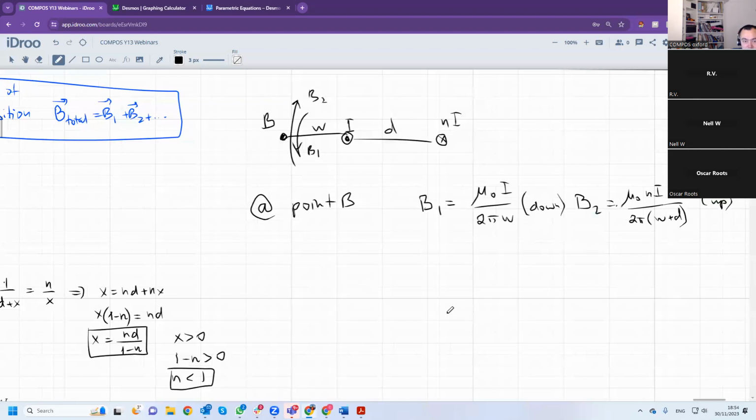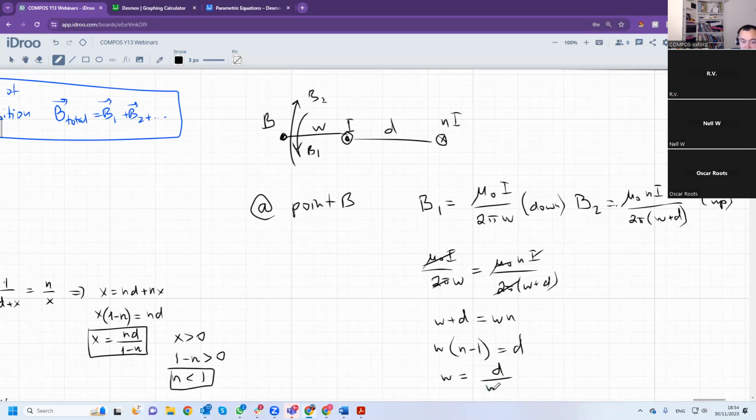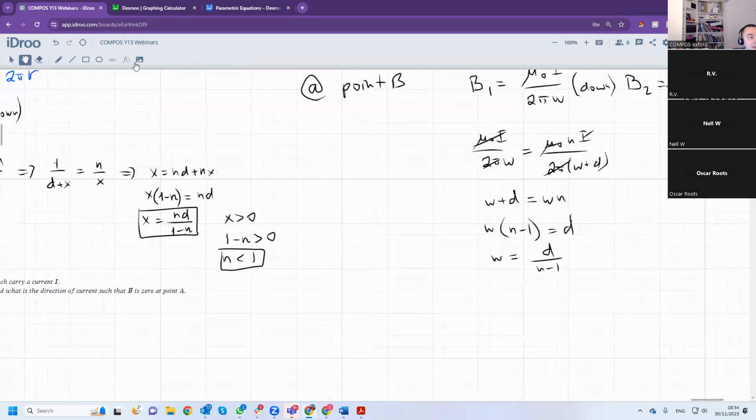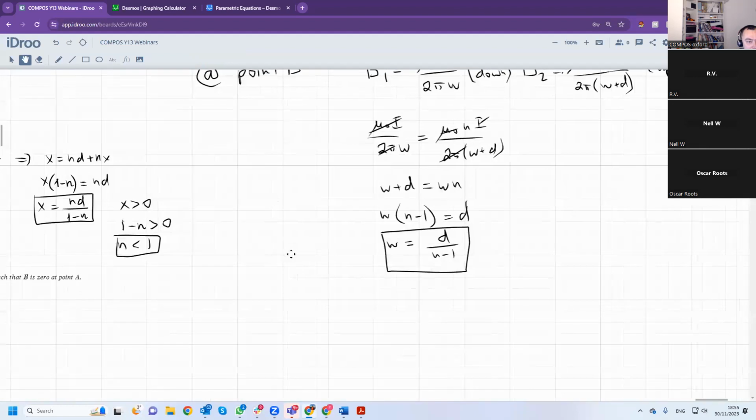And this is up. And if they are equal, so mu zero I divided by 2 pi W equals mu zero N I divided by 2 pi (W plus D). Mu zero I, mu zero over 2 pi cancel. We have W plus D is equal to W N. So W (N minus 1) is equal to D. So W is equal to D divided by N minus 1. So you can see it's a different expression. And N has to be greater than 1.